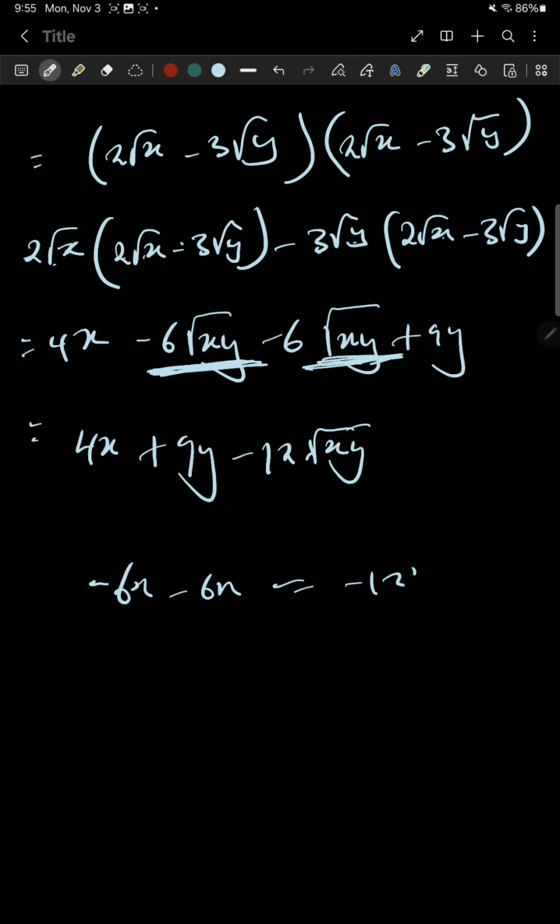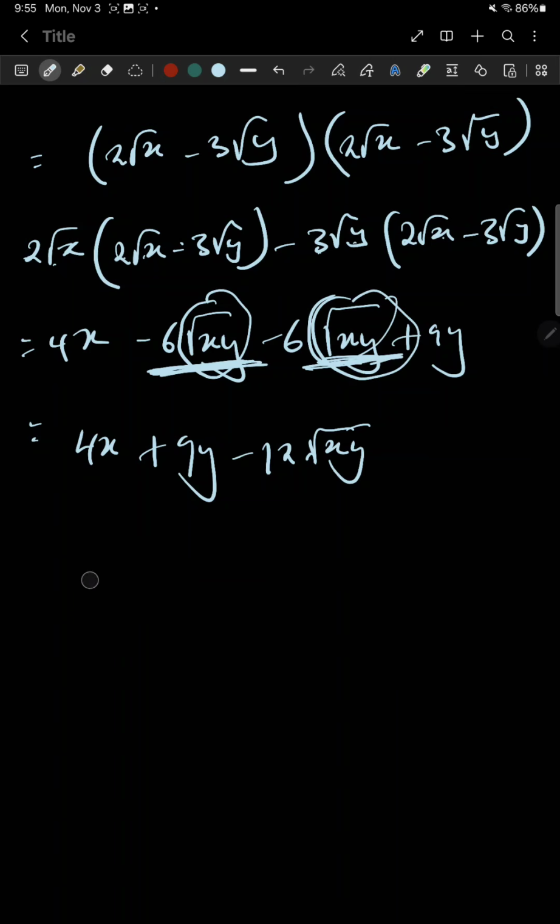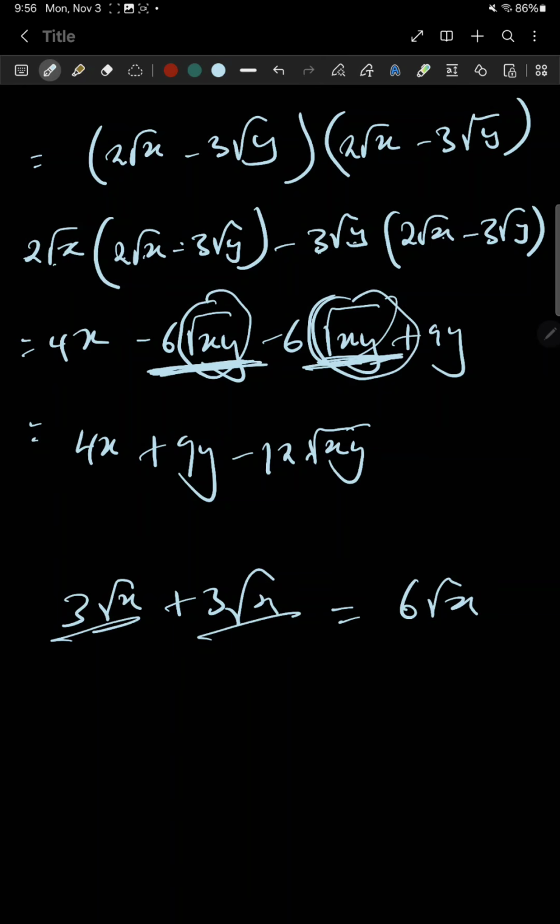It's the same as negative 12x, isn't it? So we're assuming that this whole thing is x. While there is x, you replace that. So in other words, if you have something like 3 square root of x plus 3 square root of x, the answer is 3 of this plus 3 of that. The answer is 6 of them, 6 of the square root of x.